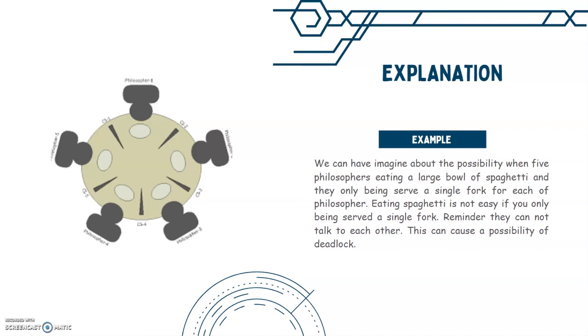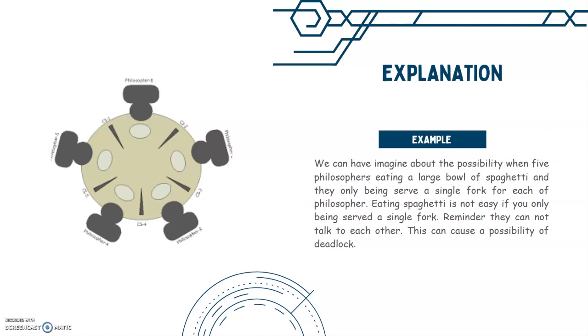So, the dining philosopher's problem is a classic case study in the synchronization of concurrent processes. The five philosophers sit at a circular table with a large bowl of spaghetti in the center. A fork is placed in between each pair of philosophers, and as such, each philosopher has one fork to his left and one fork to his right.